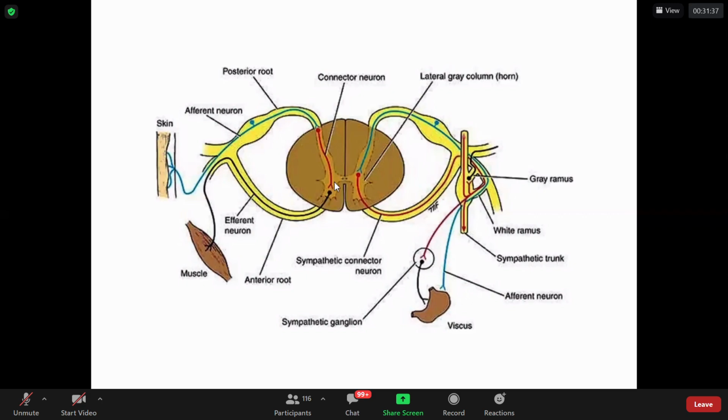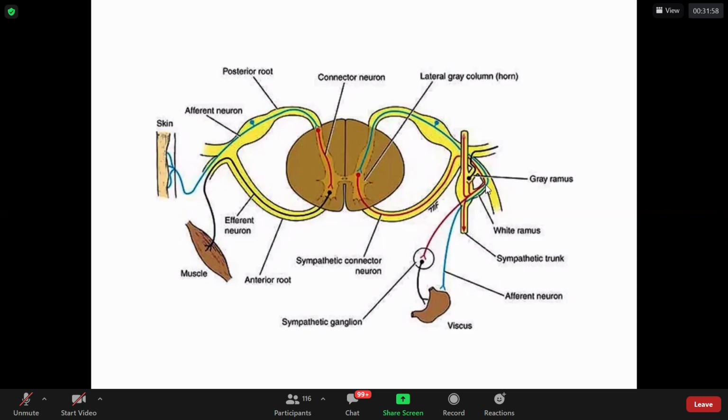This is the somatic nervous system, but the autonomic nervous system is not that easy. A similar arrangement is there: from a viscus, a stimulation will generate an impulse that will pass through the sympathetic chain or ganglion. What it is, I'm going to tell you a bit later.